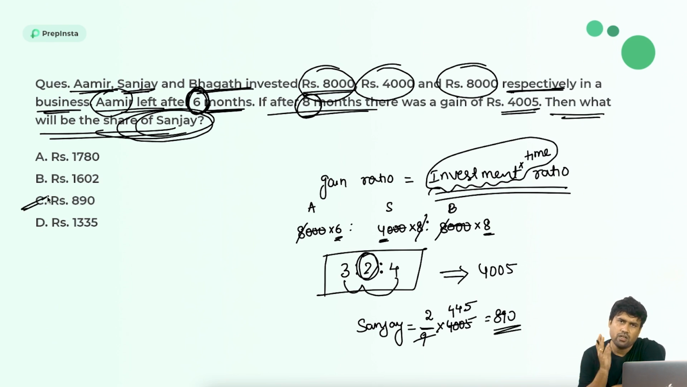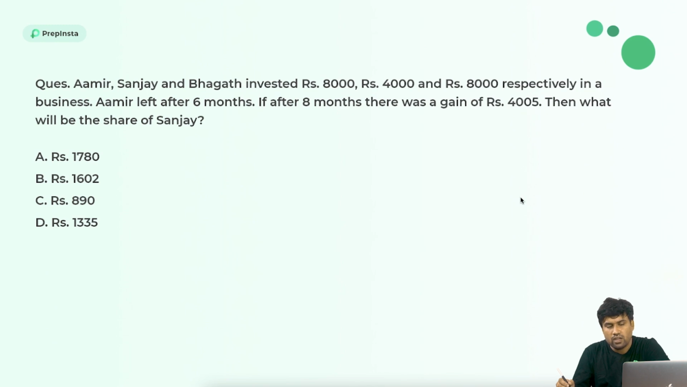Simply remember, the gain or profit ratio in a partnership is always equal to the investment into time ratio. Simple concept. I hope everyone understands. So just look into the next problem, how we can do it.